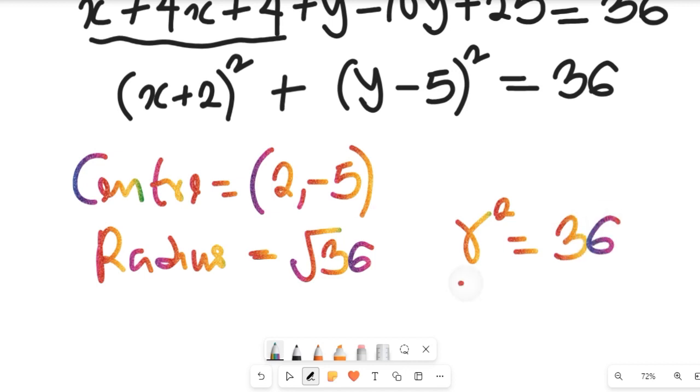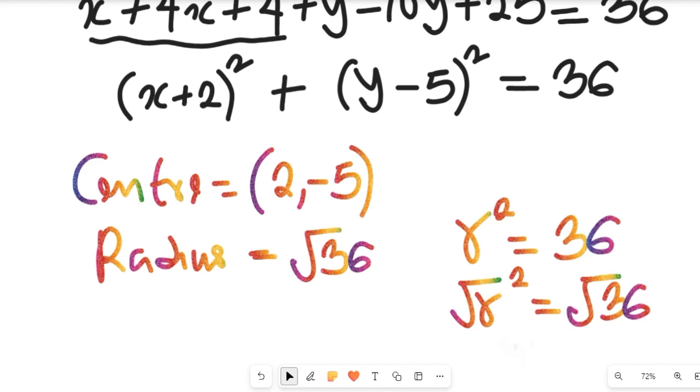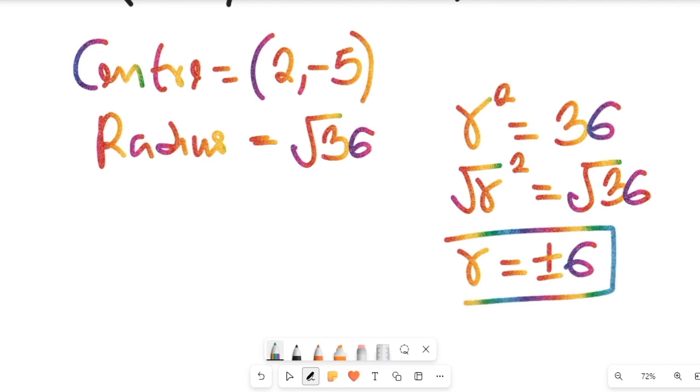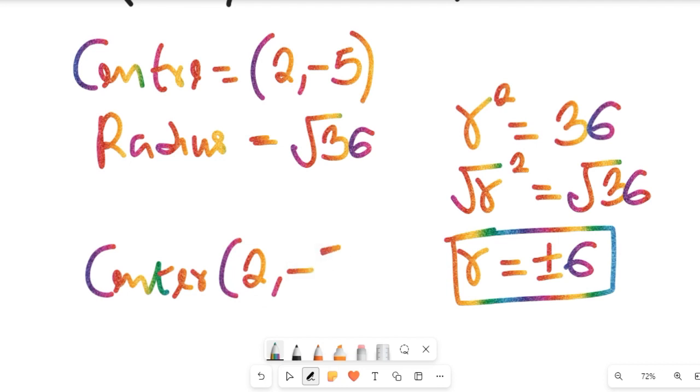So the radius r is going to be equal to the square root of 36. If we simplify that, we're going to have r equal to the square root of 36, which is plus or minus 6, which is positive 6. So the radius is going to be a positive 6, while the center of the circle is going to be 2, negative 5.